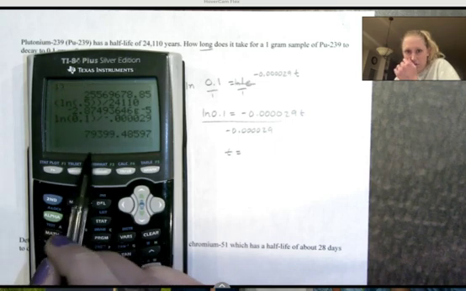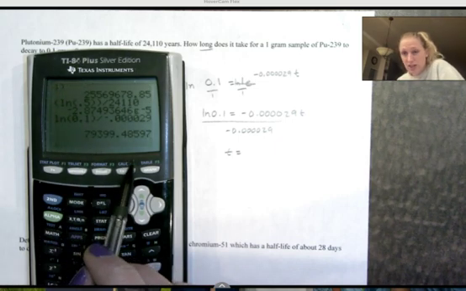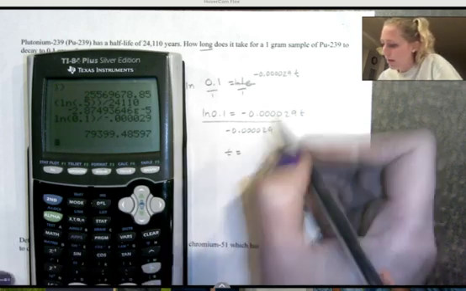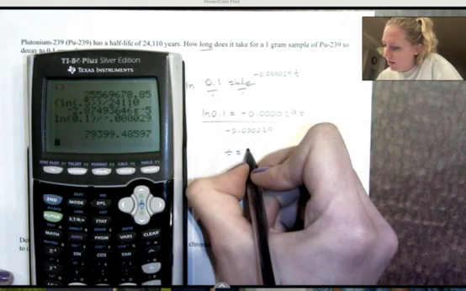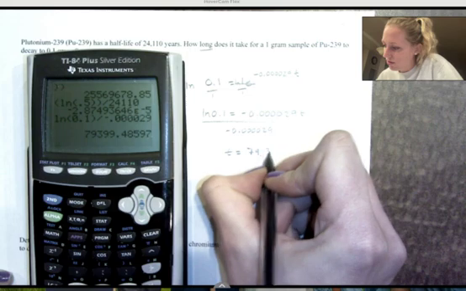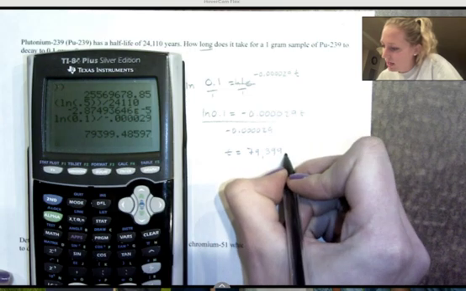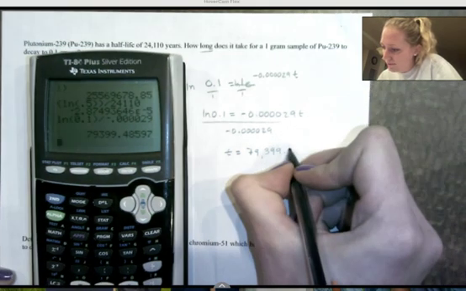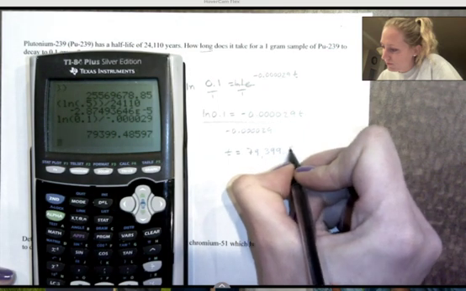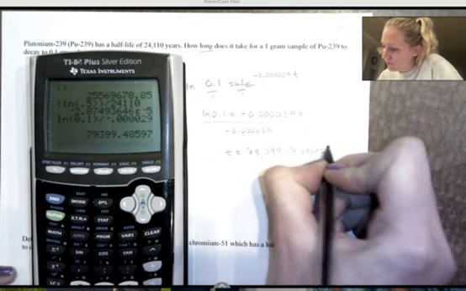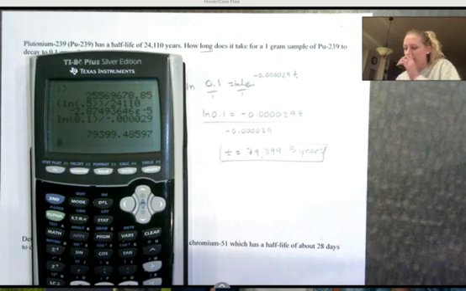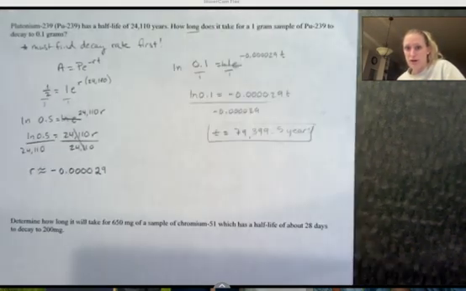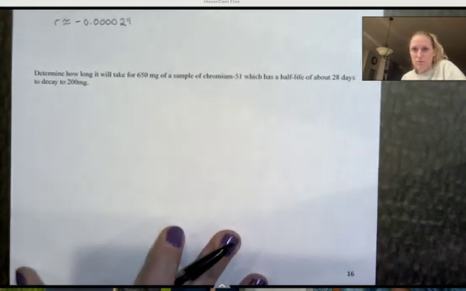That's how long in years, right? Time in years it will take for this to decay. So we're going to say 79,399, almost in a half, right? So that's how long it would take 1 gram to decay down to 0.1 grams. Okay, one more example here.